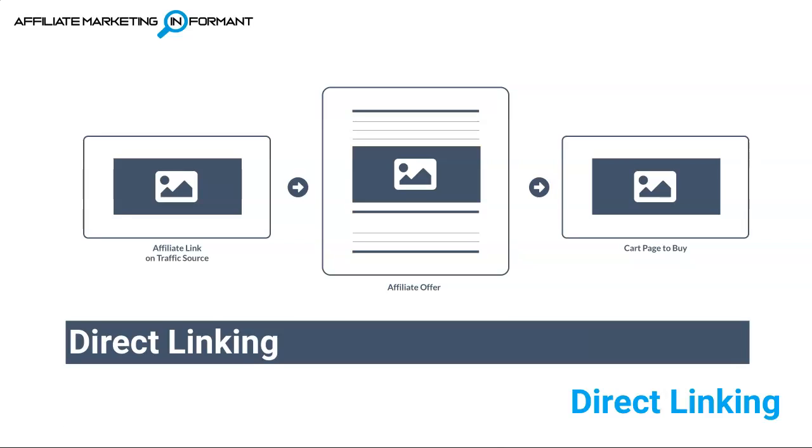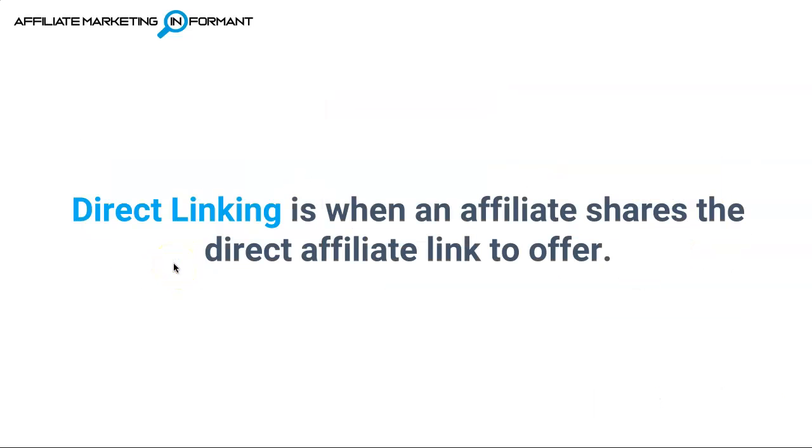So the beginner strategy and the simplest strategy is what we call direct linking. Now, direct linking just means essentially putting your affiliate link on a traffic source, and then when someone clicks on that affiliate link, they go to an affiliate offer. And then if they're interested in buying that affiliate offer, they click buy now and they go to the cart page, right? So all of this is being tracked via your affiliate link. So if this person buys, you get a commission of the sale. So direct linking simply means when an affiliate shares the direct affiliate link for the offer.